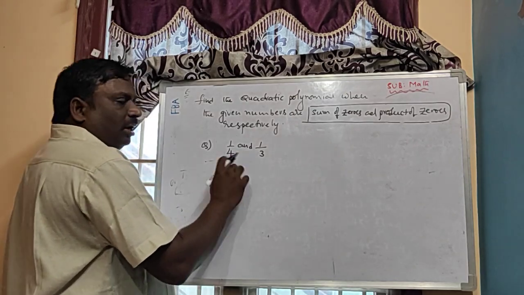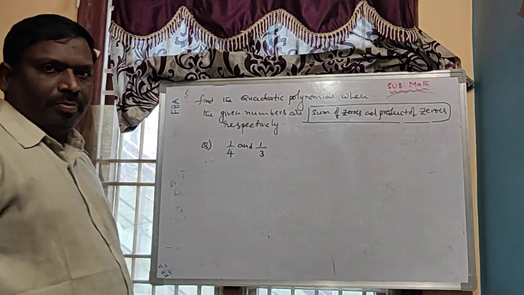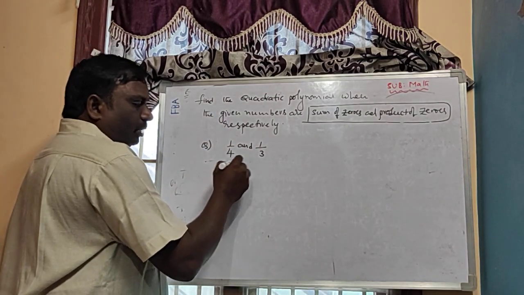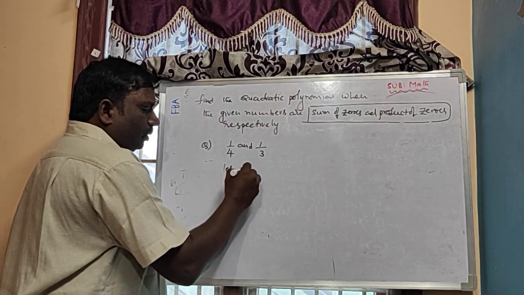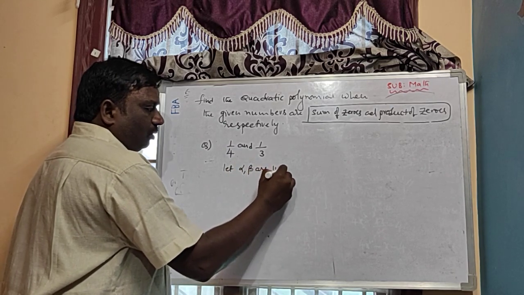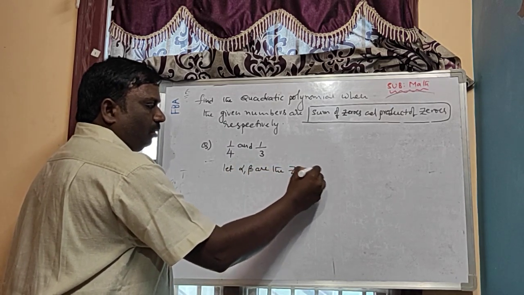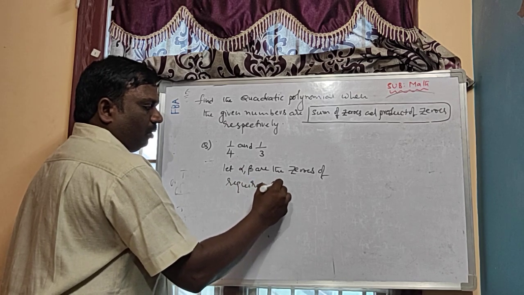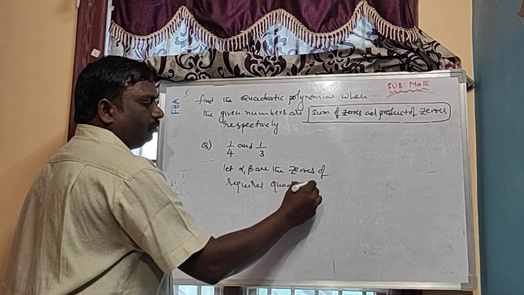So let alpha comma beta be the zeros of the polynomial. Similarly, in the same way we can take alpha comma beta as the zeros of the required quadratic polynomial.